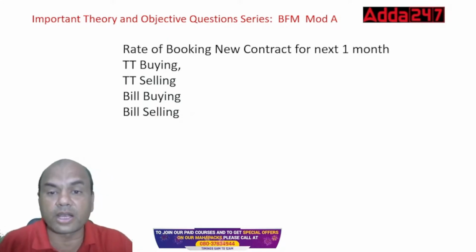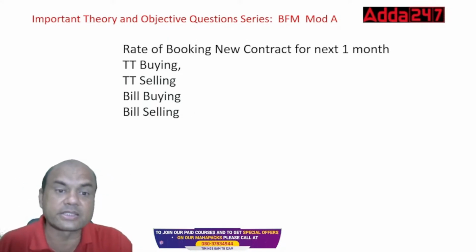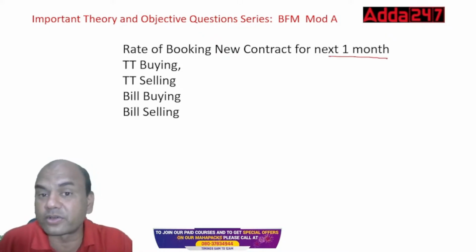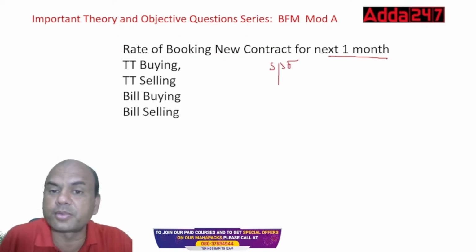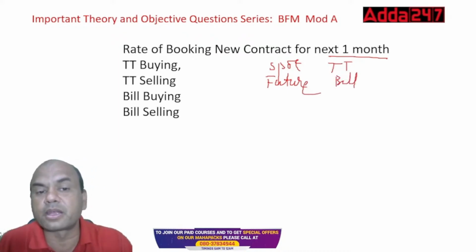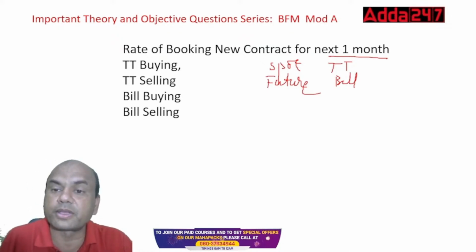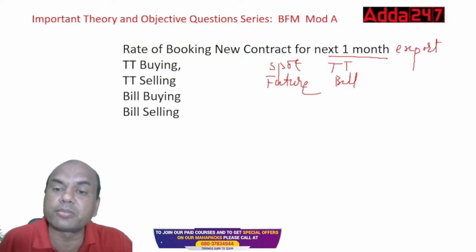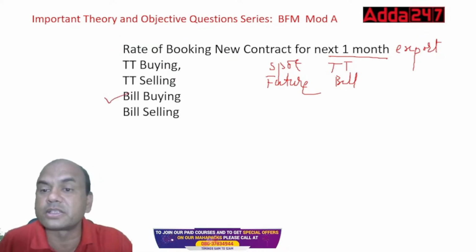Rate of booking a new contract for the next 1 month is TT buying, TT selling, bill buying, bill selling. Here, next 1 month I want. So just now I told you, a spot transaction will always be done at TT, whereas a future transaction will always be done at bill. So it will be done at a bill rate. But bill means what? Booking a new contract for 1 month. Which contract? Suppose I say export contract. So export means what? Buying. So I'll be using the bill buying rate over here. If it's import, then I'll be using the bill selling rate.